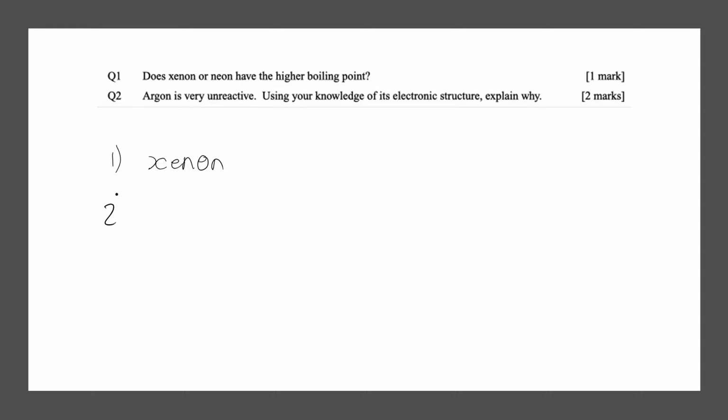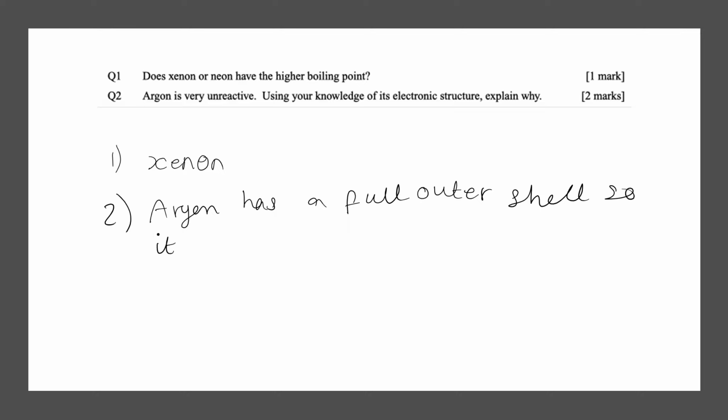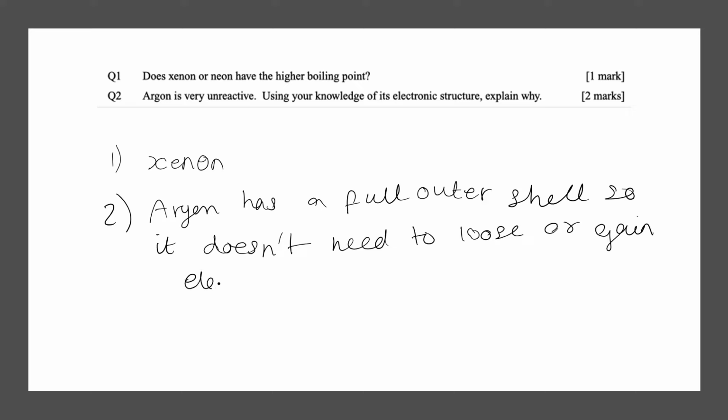Question number 2. Argon is very unreactive. Using your knowledge of its electronic structure, explain why. So argon has a full outer shell, so it doesn't need to lose or gain electrons. And you can elaborate on that answer if you want, but that will give you 2 marks. The first one will give you 1 mark, the second one will give you 2 marks.